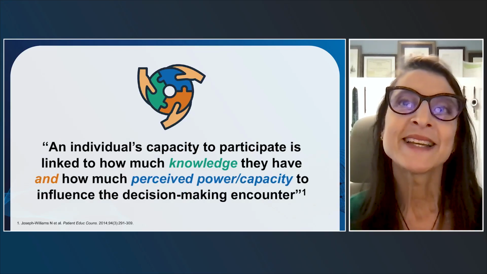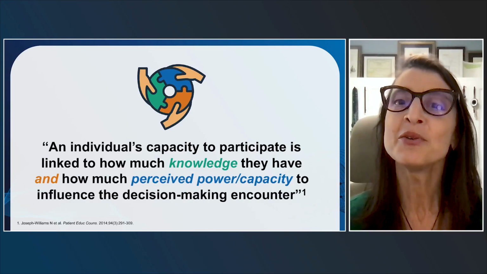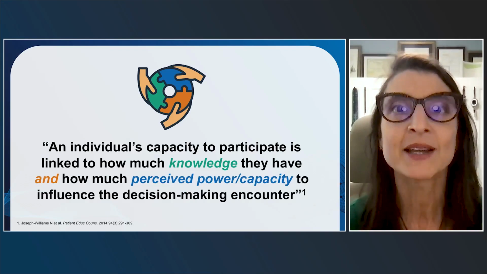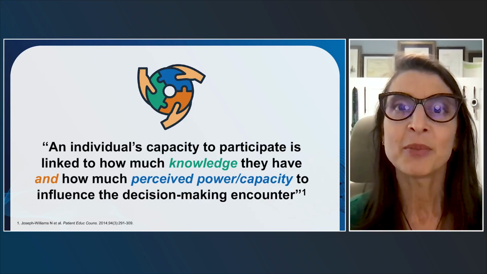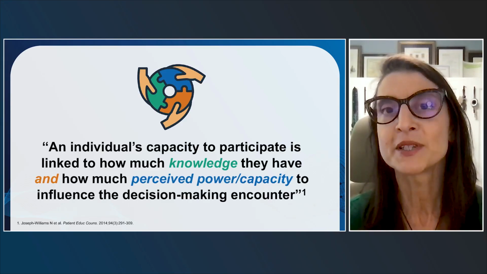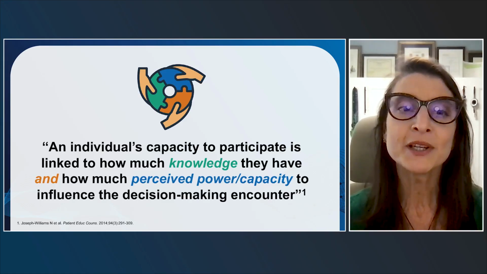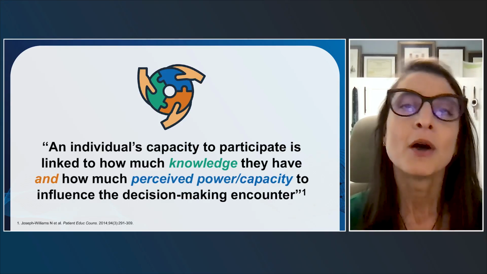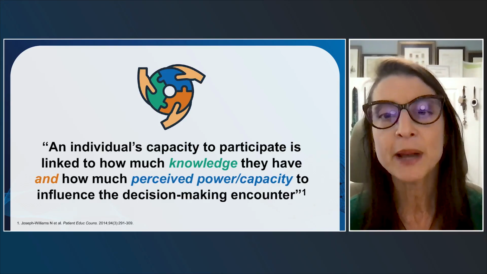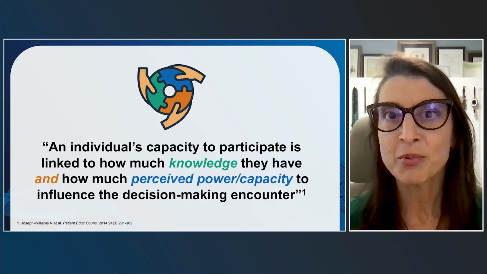So now we need to get Anna talking about how she feels that she is doing and what we think needs to be done better. And I will tell you that a patient's ability to want to participate in the shared decision making process is really going to depend not on just how much knowledge they have, but how much perceived power or capacity that they can bring to the appointment.